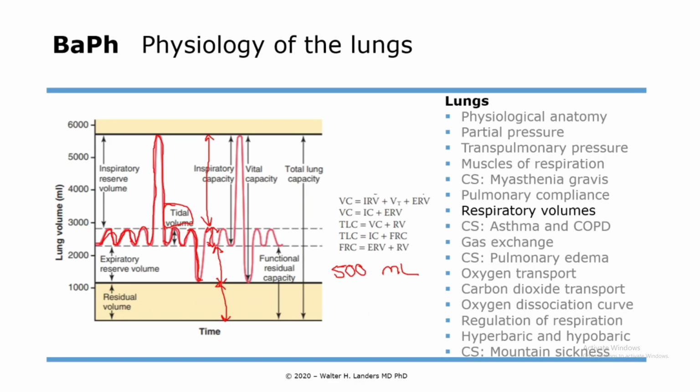So this part is the residual volume, which is about 1100 milliliters, and that's the amount of air that will always be in your lungs. This is, by the way, the sum of both lungs together. So the tidal volume of one lung would in theory be 250 milliliters.